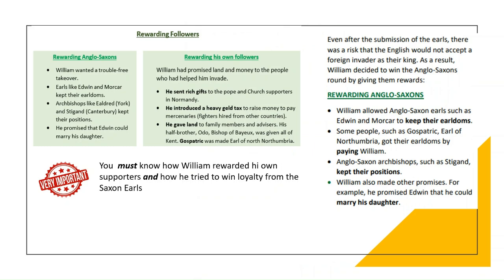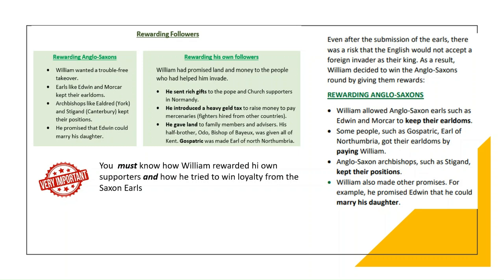So he used Anglo-Saxon money to pay his mercenaries. He gave land to family members and advisors, like his brother, Odo, Bishop of Bayeux. He was given all of Kent. And another supporter, Gospatrick, was made the Earl of Northumbria.